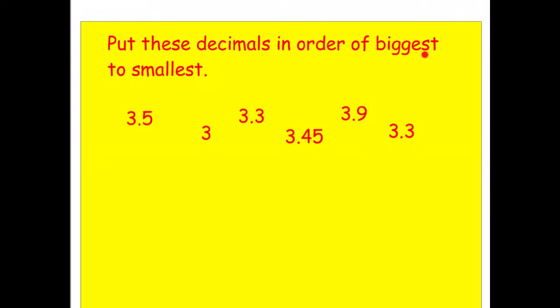Put these decimals in order of biggest to smallest. 3.53, 3.3, 3.45, 3.9 and 3.3. Okay, so let's begin with the biggest value on the screen. A lot of people will instantly think that it is 3.45 because 45. But our biggest value is the 3.9. Because 3.9, if I make it a 2-digit number after the decimal, just means 3.90. So that's our biggest value.